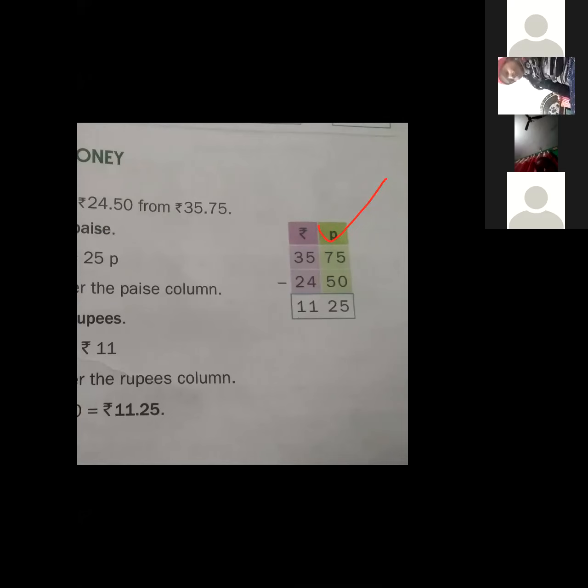And always when you are solving the question, put a sign. This is a subtract sum, so you have to put a minus. Don't forget. Many times when you are doing exam, I have seen they forget. They write only this much, then they forget this.